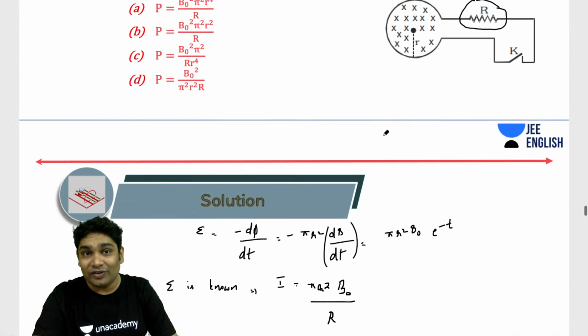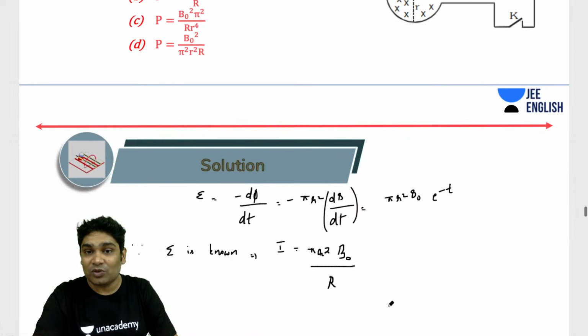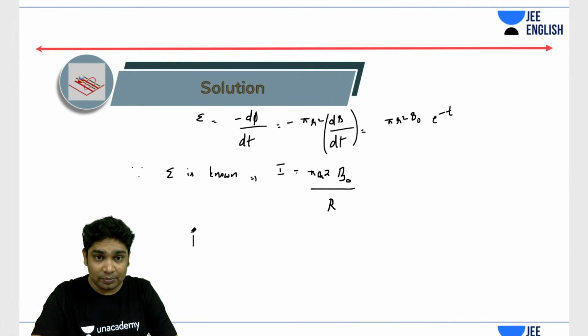Now the power obviously, how much will be the power? Power would be the square of this into R. Power P is I square times R.